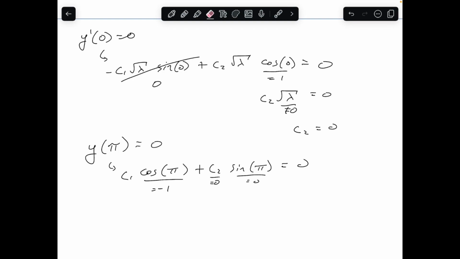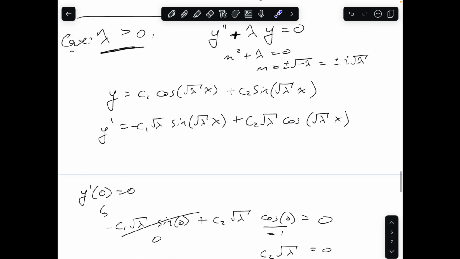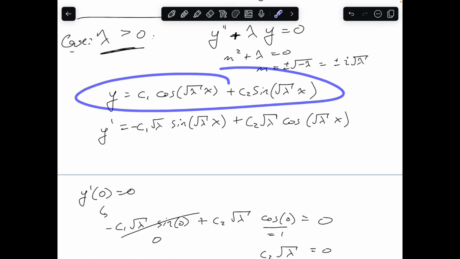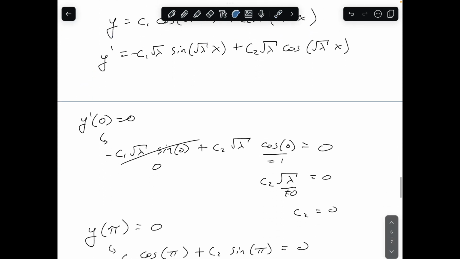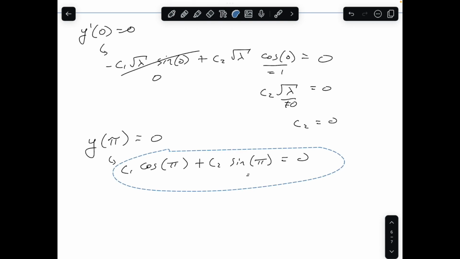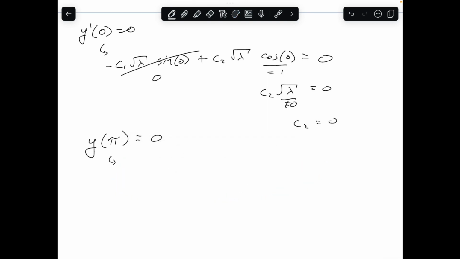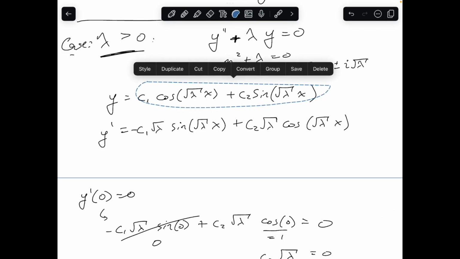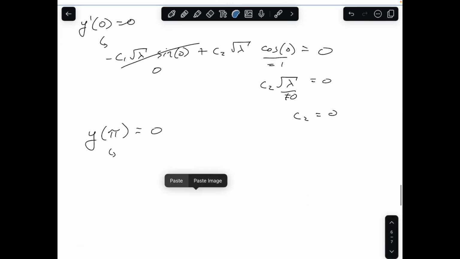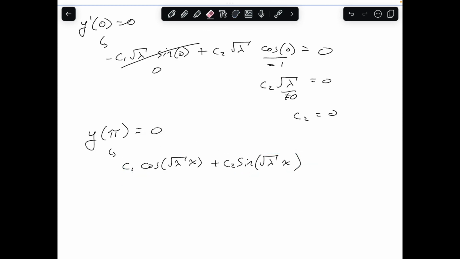Sorry, I screwed up. I didn't plug in correctly because I forgot the square root of lambda. All right, let me plug that in correctly. I'm just going to copy paste this real quick, and then just replace the x's with pi's. That's what we get when we plug in.